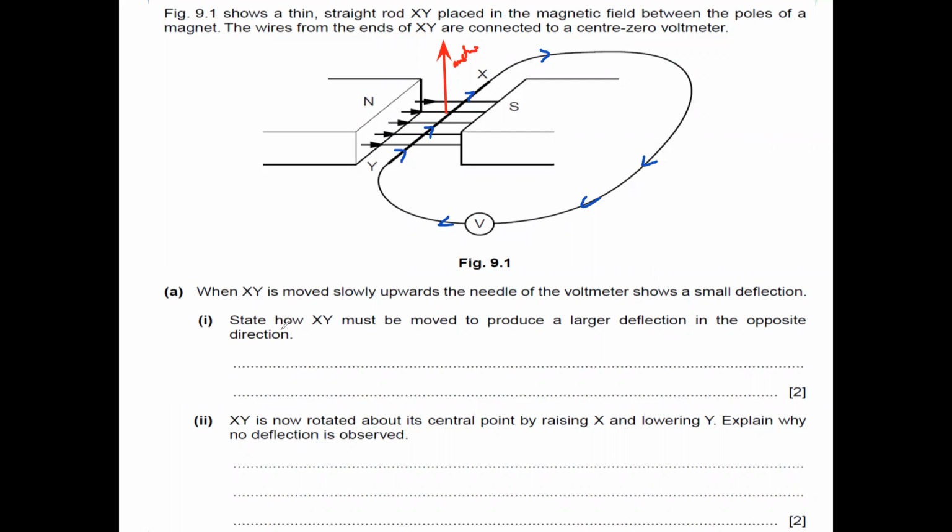The question states how X and Y must move to produce a large deflection in the opposite direction. So we want to produce a large deflection. If we want to produce a large deflection, we should move faster. And we want to produce a deflection in the opposite direction. So if we were moving upward, now the wire should move downward. So what is the answer here? That we should move the wire faster.